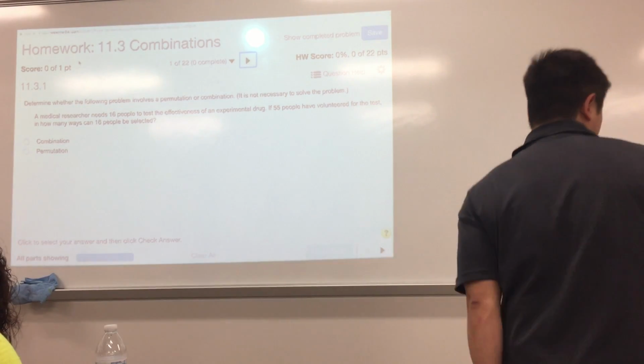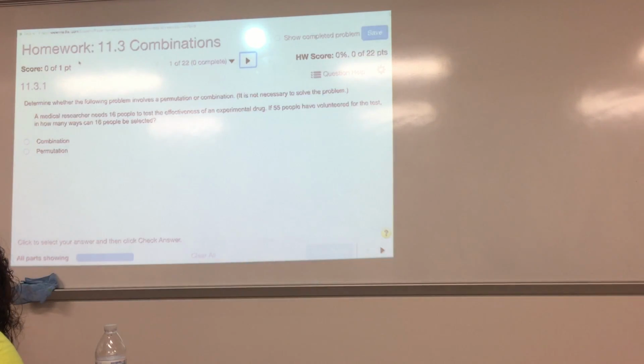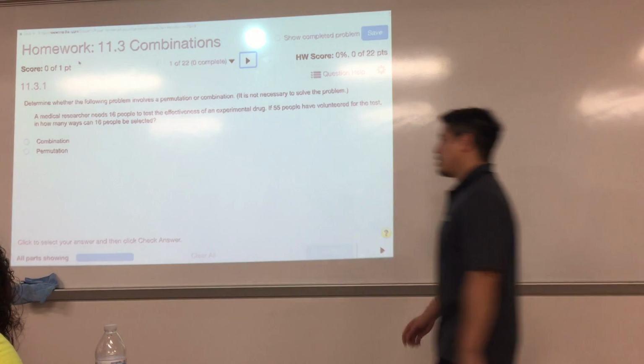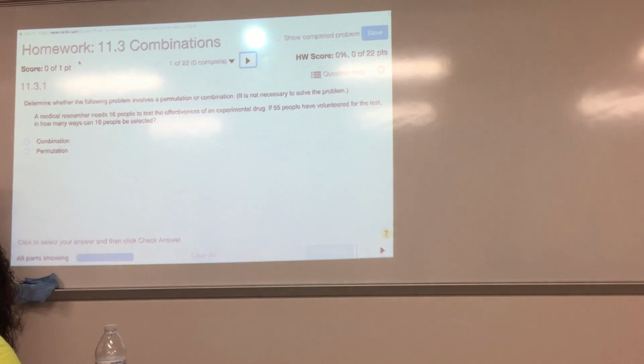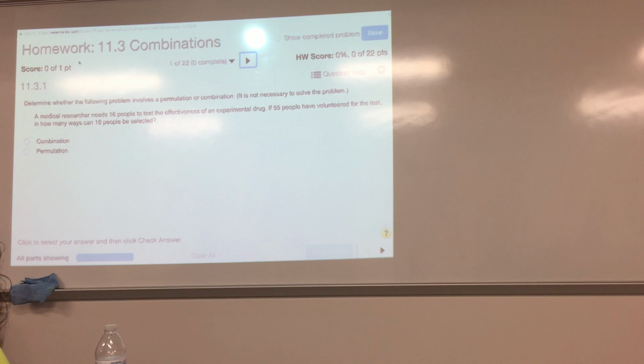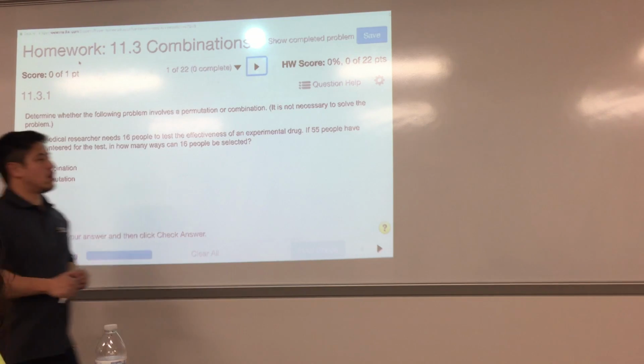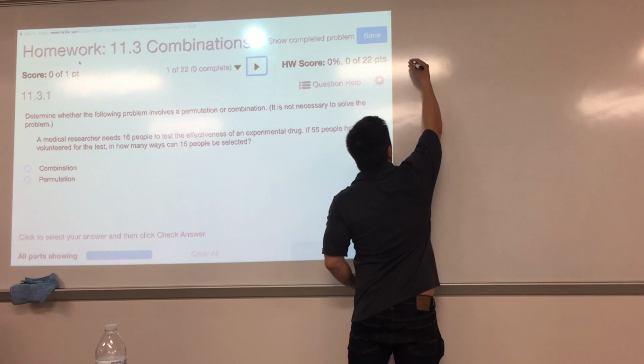All right. So this section is about combinations. That's all we're doing today. And what I want to do is first do a brief review on the two previous sections.